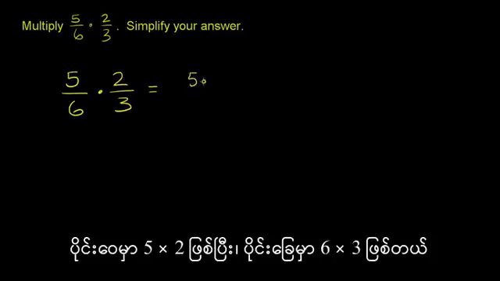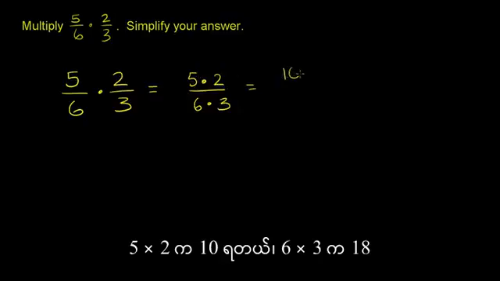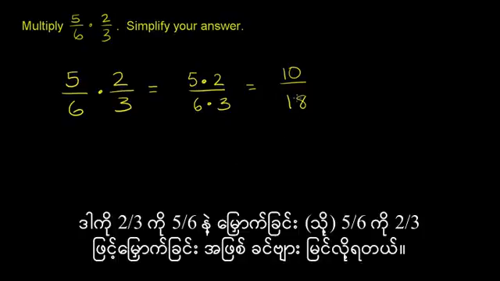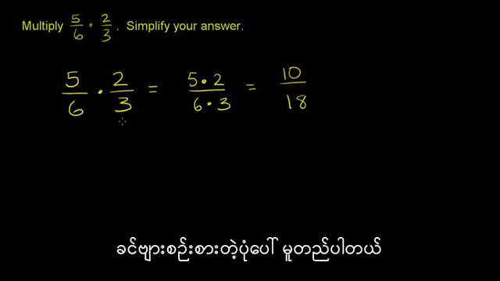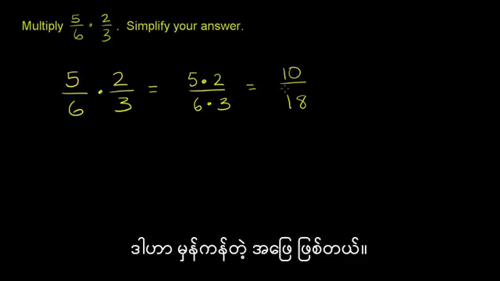So it's equal to 5 times 2 over 6 times 3, which is equal to, 5 times 2 is 10, and 6 times 3 is 18. So it's equal to 10/18. And you could view this as either 2/3 of 5/6 or 5/6 of 2/3, depending on how you want to think about it. And this is a right answer.